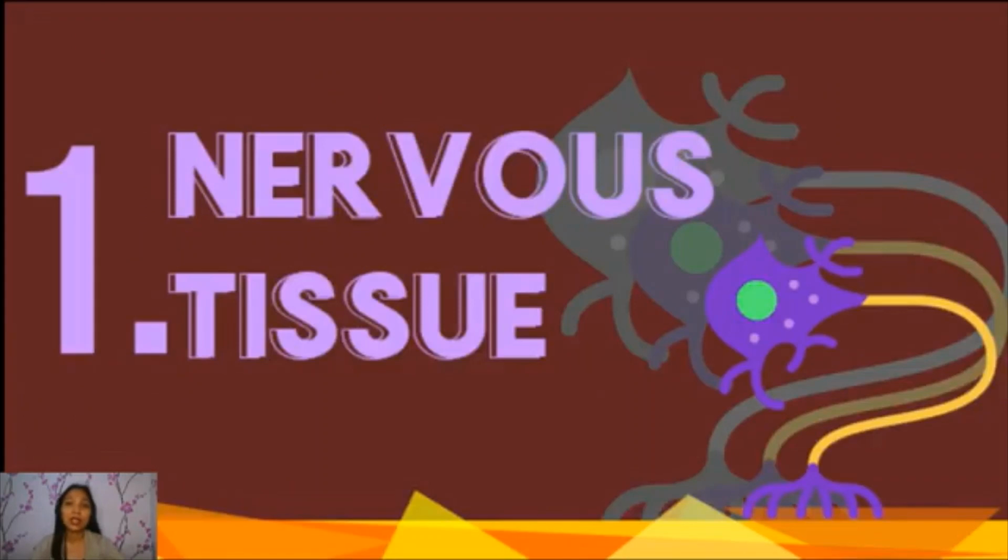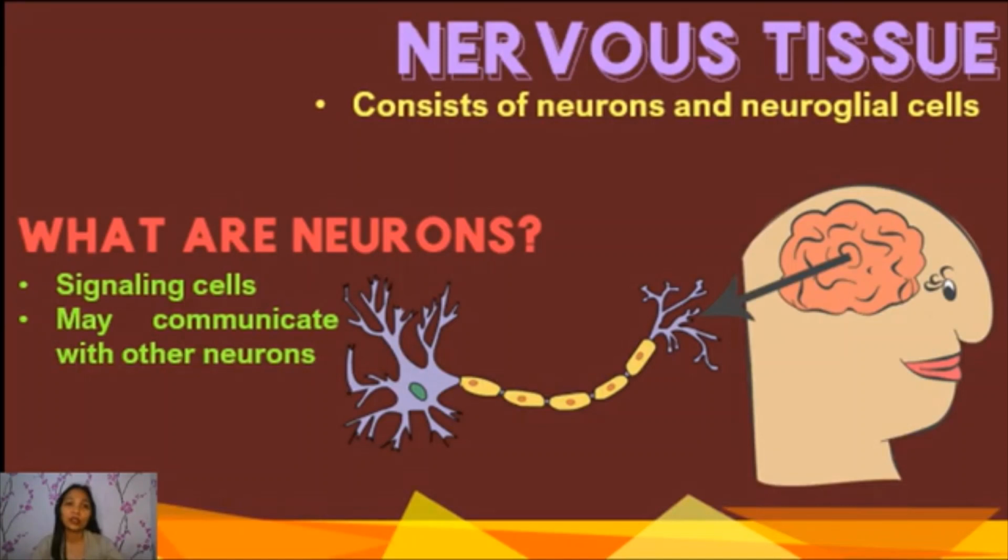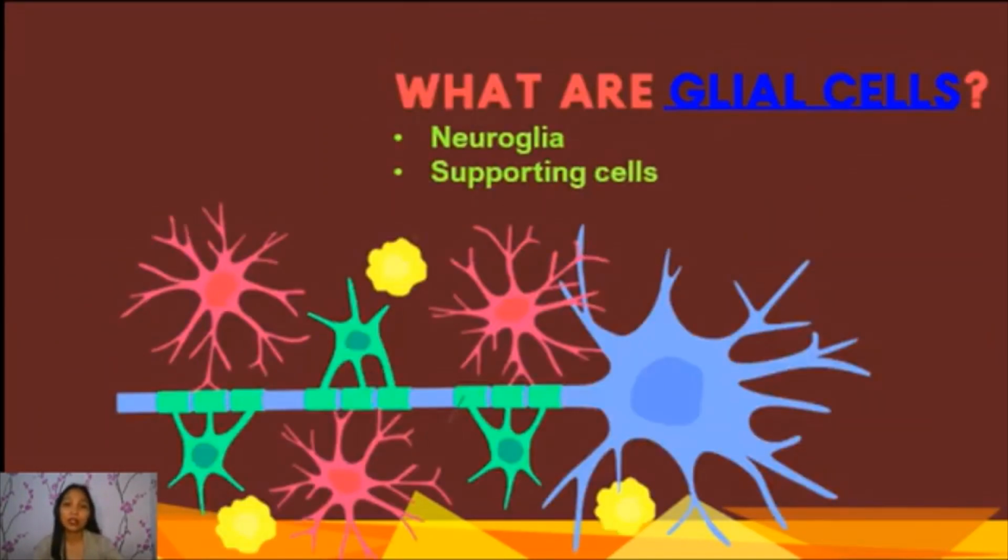Now, let's understand what nervous tissue is. In Gen Bio 1, you've learned that nervous tissue consists of the neurons and the neuroglial cells. So, what is a neuron? Neurons are signaling cells. These are cells that do the communicating, either with one another or with the muscles and the glands. While the glial cells are also referred to as the neuroglia. These are the supporting cells. They provide physical support and guide the neurons' growth.